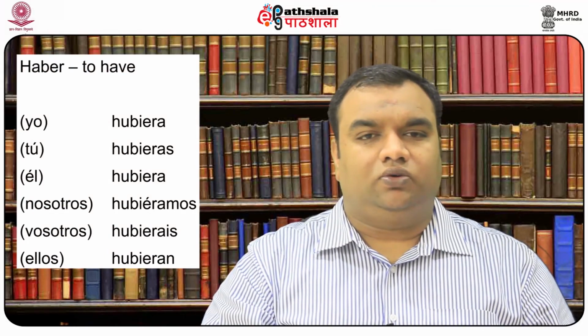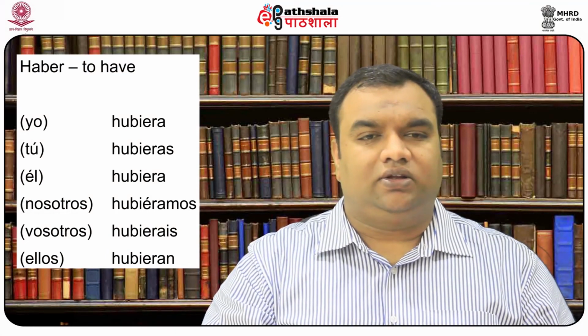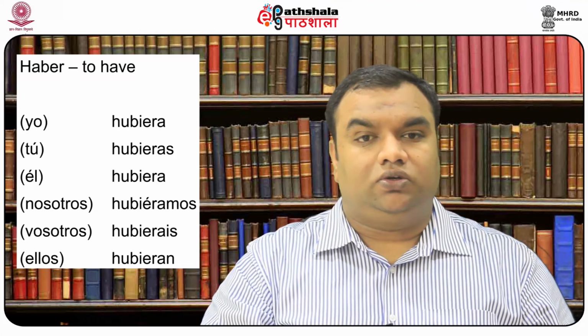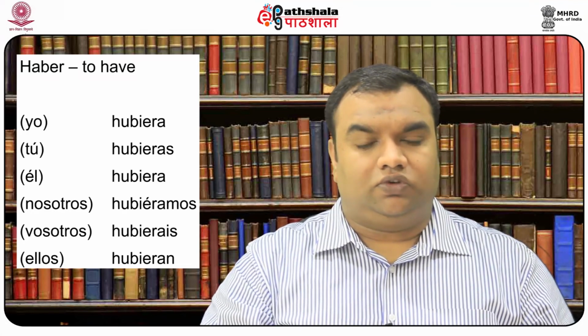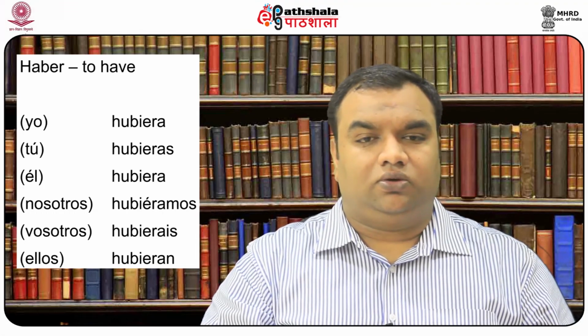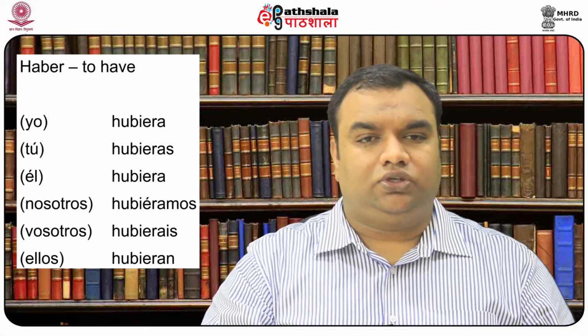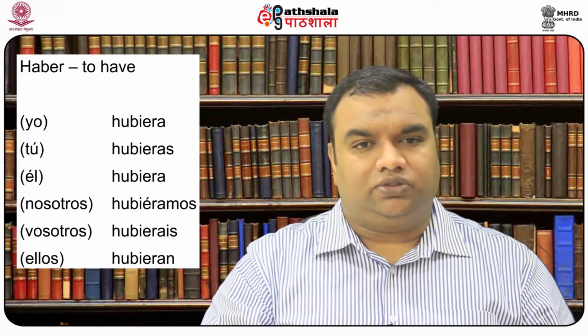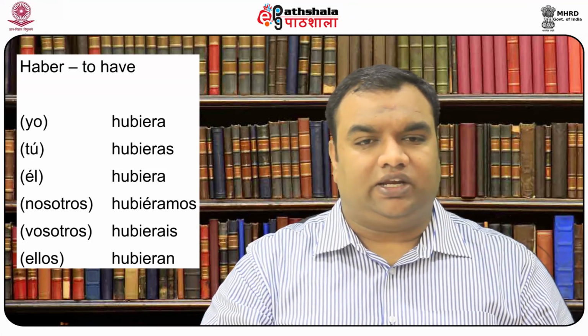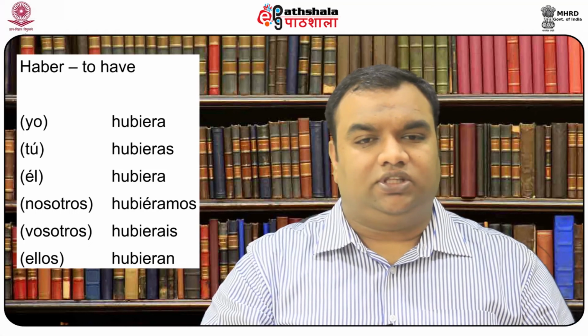plural as hubieron. So, the imperfect subjunctive forms are yo hubiera, tú hubieras, él, ella, usted hubiera, nosotros hubiéramos, vosotros hubierais, ellos, ellas, ustedes hubieran. I repeat, yo hubiera, tú hubieras, él, ella, usted hubiera, nosotros hubiéramos, vosotros hubierais, ellos, ellas, ustedes hubieran.